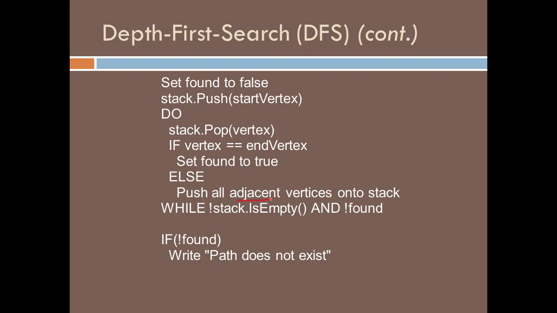We know the definition of adjacent vertices by now: all the nodes which are reachable from that particular node, which is the start vertex in this case. So all those nodes are put onto the stack, while not stack is empty and not found. The loop will keep continuing while the stack is not empty and we have not found the vertex. Finally, if not found, then write path does not exist. If there exists some path, then that will be traced in this loop and shown.